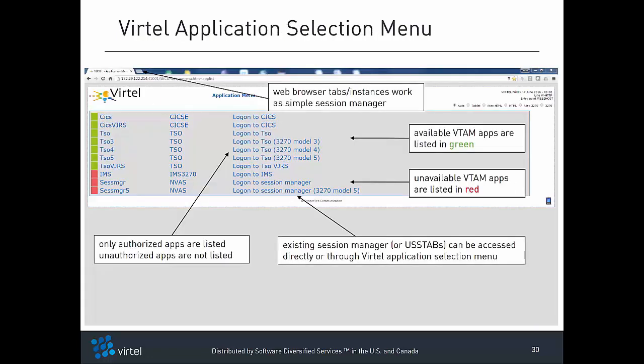Once authenticated, users are served by default a personalized application selection menu. On it, they see only those applications that they are authorized to access, with a green light if the application is up and running and a red light if the application is not available.